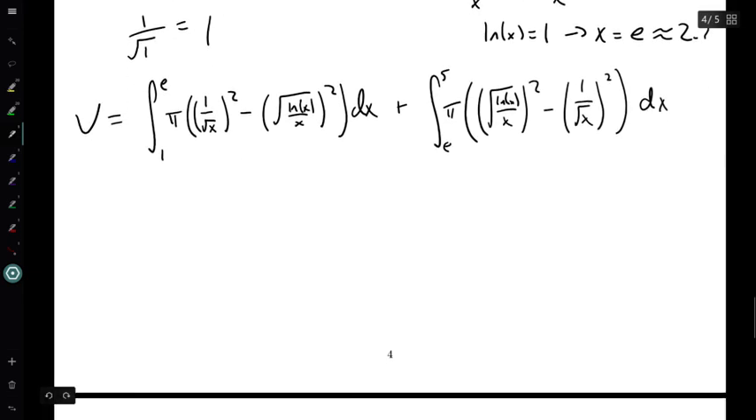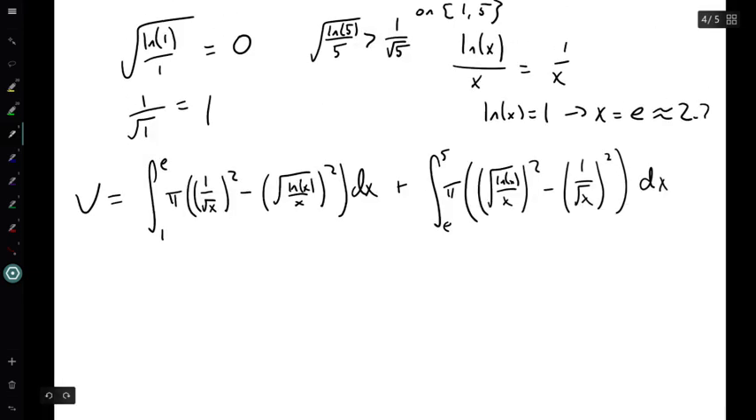Great, so I have a large integral here. It's not pretty, but it's going to be doable at the very least. So let's actually do this integral here. I've got the integral from 1 to e of, I can factor the pi out of the integral, 1 over root x squared, which is 1 over x, minus, I'm going to have a log x over x in this other fraction here.